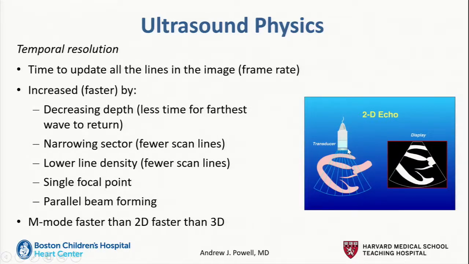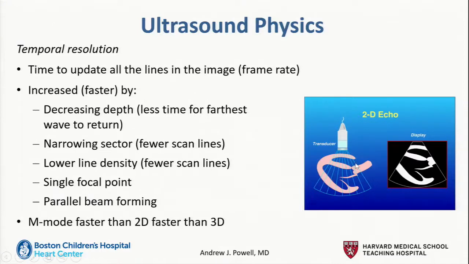Remember, to draw this picture, what it's got to do is it's got to sample and draw each of these individual scan lines. So how can we increase the temporal resolution, or how can we make it faster to draw one picture? Well, if we decrease the scanning depth, let's say to half the distance here, so from here to here rather than to back here, then you don't have to wait as long for that far field sound wave to come back and map its distance. If you only have it going out this far, you'll be done drawing that line faster so you can move on to the next line. So that will increase your temporal resolution or frame rate.